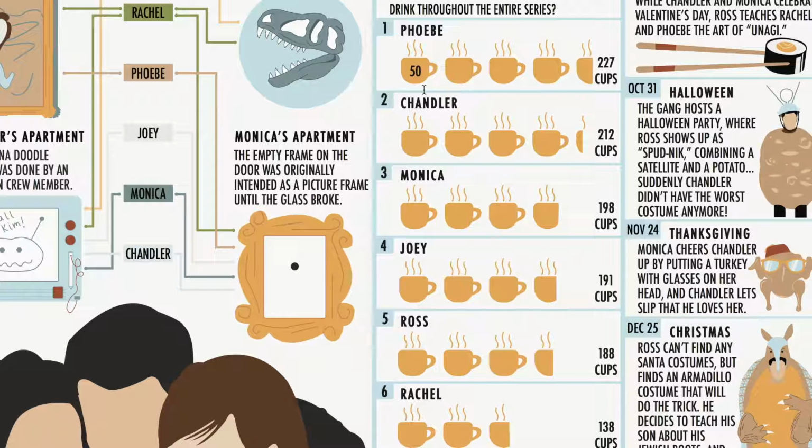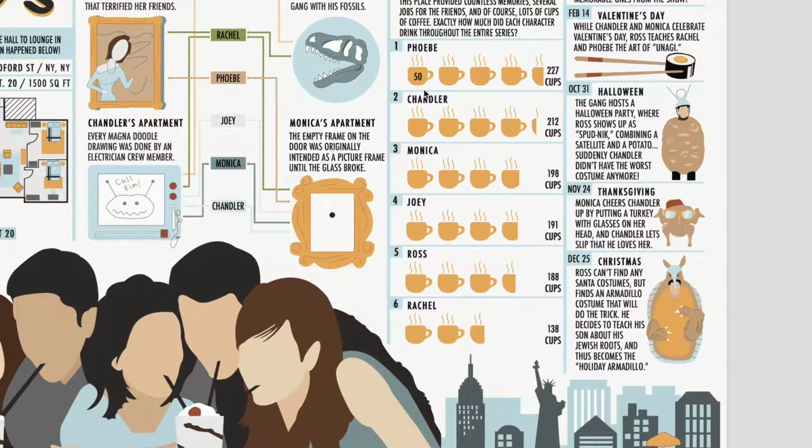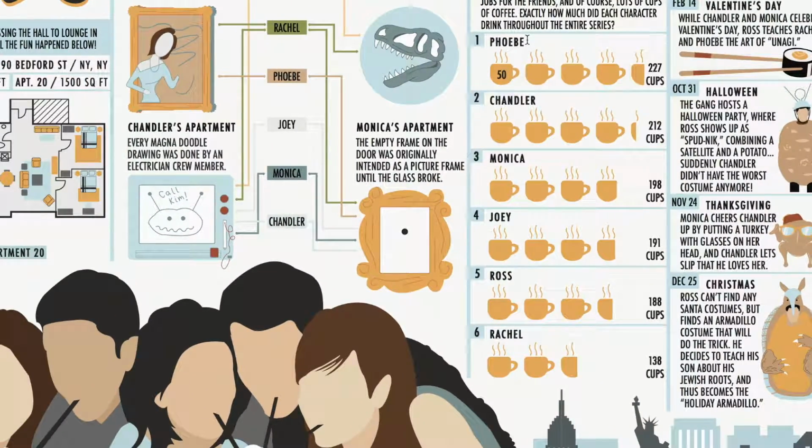I also took advantage of encoding by the position of each character, showing that there was a hierarchy, with Phoebe drinking the most amount and Rachel drinking the least. I was playing around with the idea of changing the size of my cups, with the larger cups signifying more cups of coffee drank on the show, but this didn't allow the viewer to see the exact differences in amount, so I chose against this ultimately.